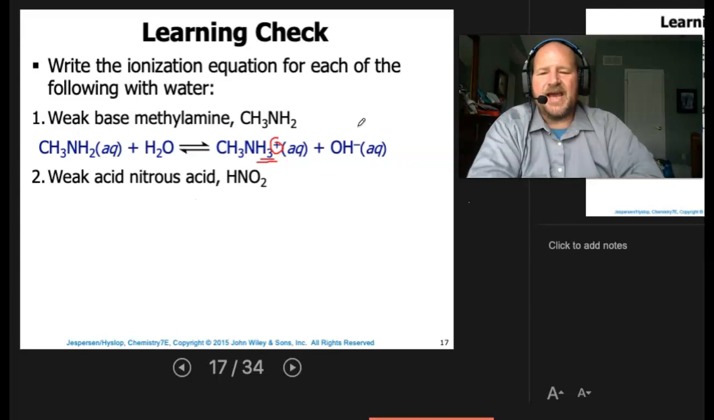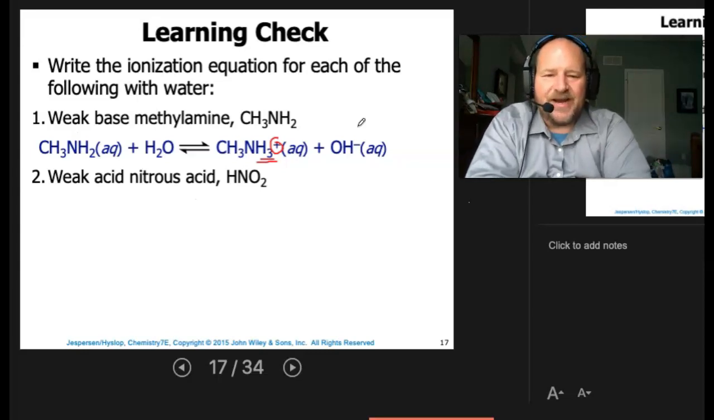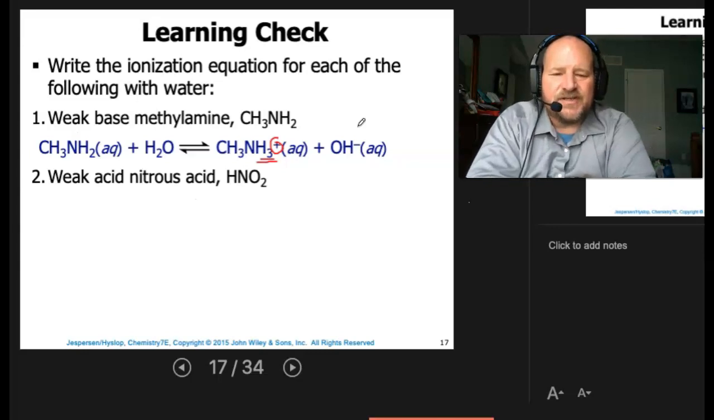All right, how about a weak acid, nitrous acid, HNO2. Now remember the strong one is nitric acid, and this is nitrous acid. Okay, so completely different.